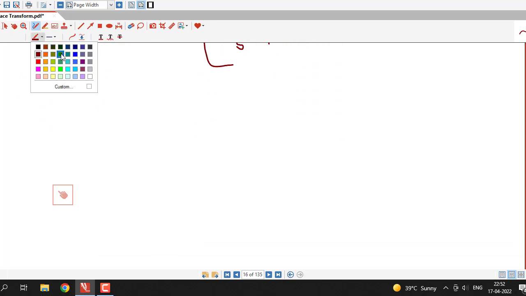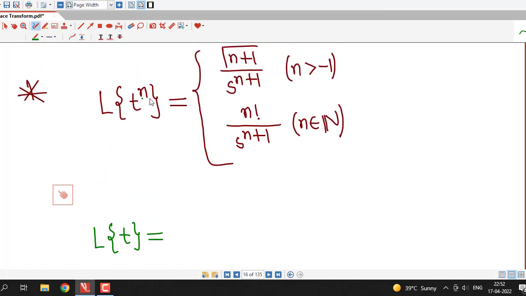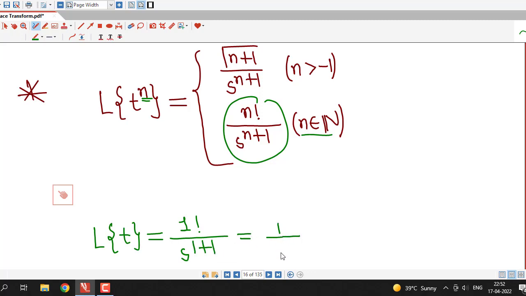Using this formula we can write down the Laplace transform of t. Suppose we want to write down the Laplace transform of the function t, then we can compare: n will be equal to 1 and it is a natural number, so we will use this formula for n equal to 1, and we have 1 factorial divided by s raised to 1 plus 1. 1 factorial is 1, so we have 1 divided by s square. Therefore the Laplace transform of t is 1 divided by s square.